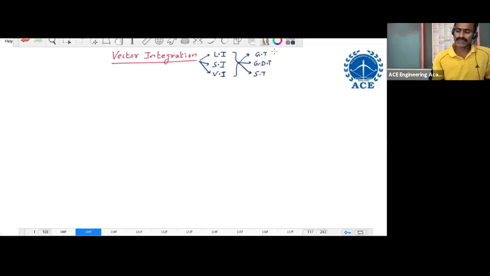Green's theorem is a relation between the line integral and the double integral only. Gauss divergence theorem gives the relation between the surface integral and the volume integral. Stokes theorem gives the relation between the line integral and the surface integral. So these three theorems are required to evaluate line and surface integrals in an easy way. Okay. Let us discuss the line integral first.